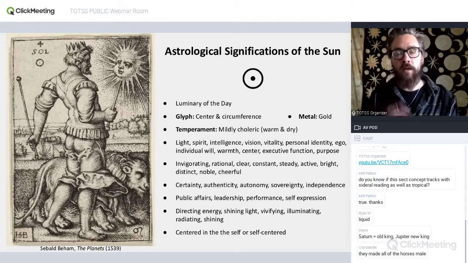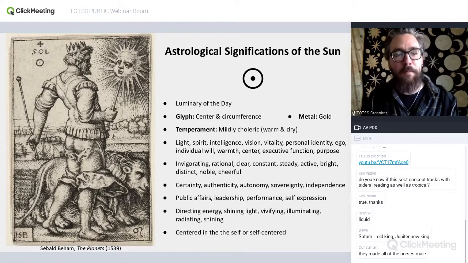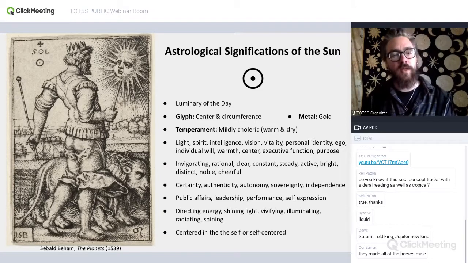If you've ever seen a building or an outdoor statue actually reflecting sunlight, gold can be incredibly luminous and almost blinding to look at if it's directly reflecting sunlight. So gold is absolutely the metal of the sun. All right, now, as we said, the sun's temperament is mildly choleric, so warm and dry, but not extremely so.